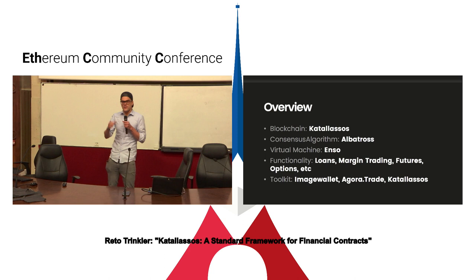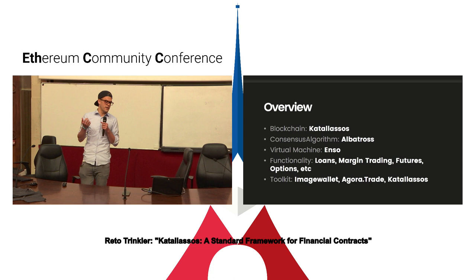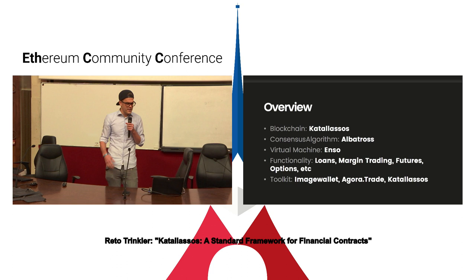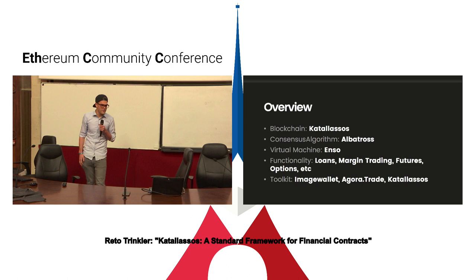The overview of this talk is essentially Catalosis, the blockchain, then the consensus algorithm which we have been researching, which is called Albatross, the virtual machine, which is called Enzo, the kind of functionality that you can do with Catalosis, and finally the toolkit that we are building.